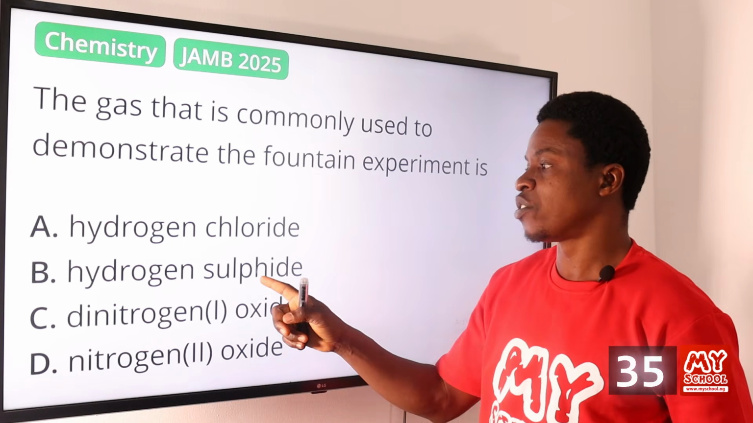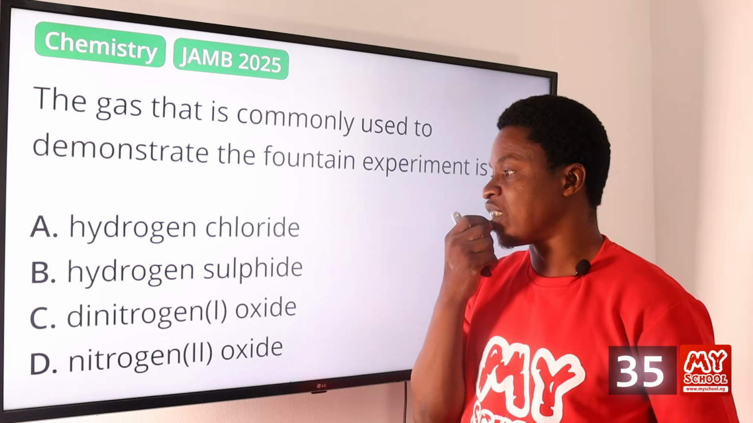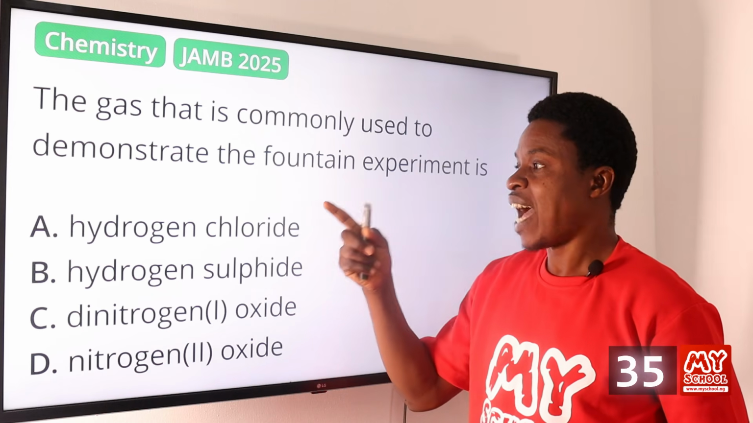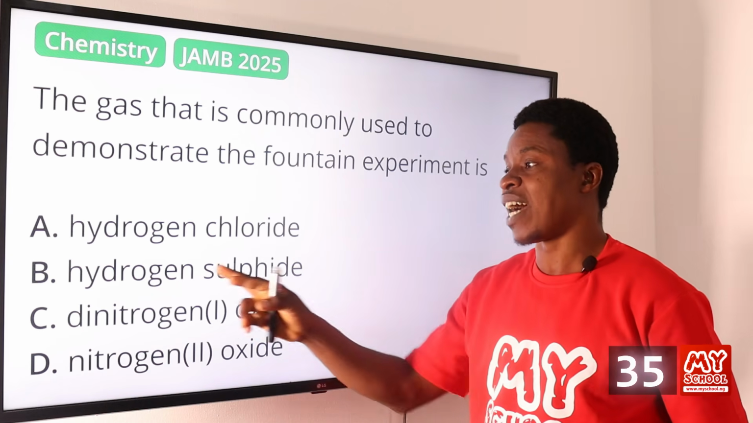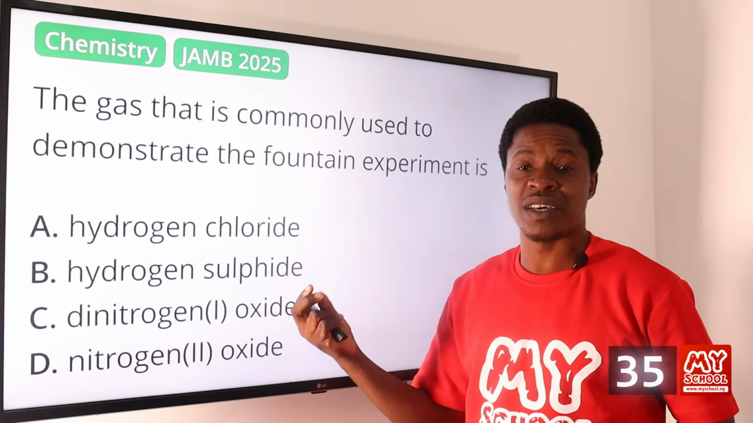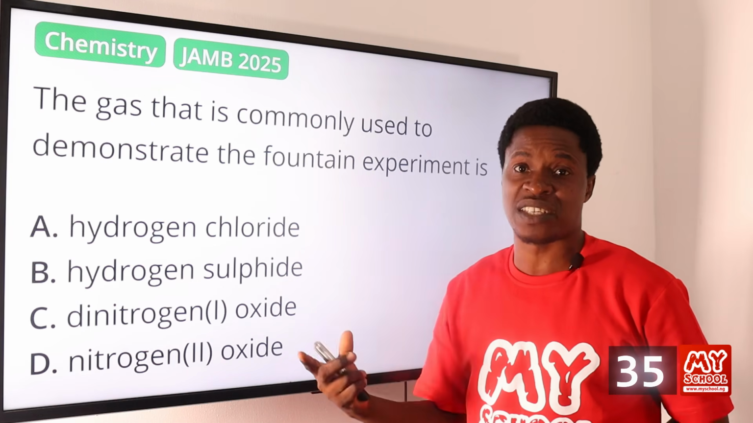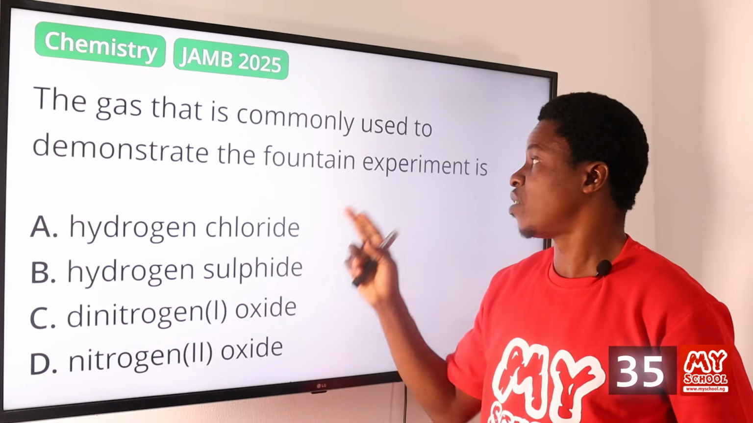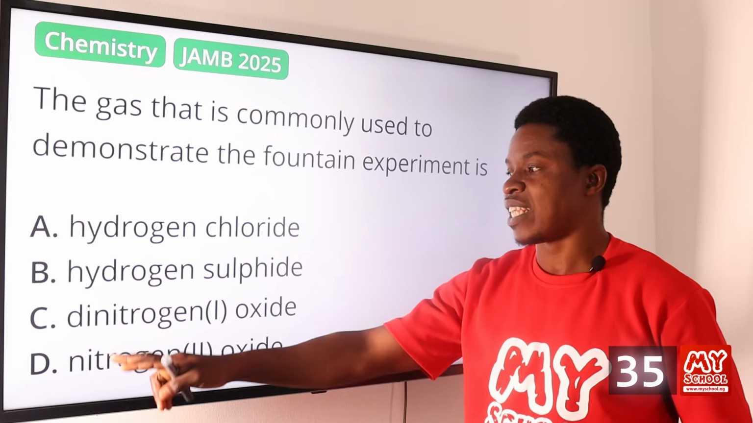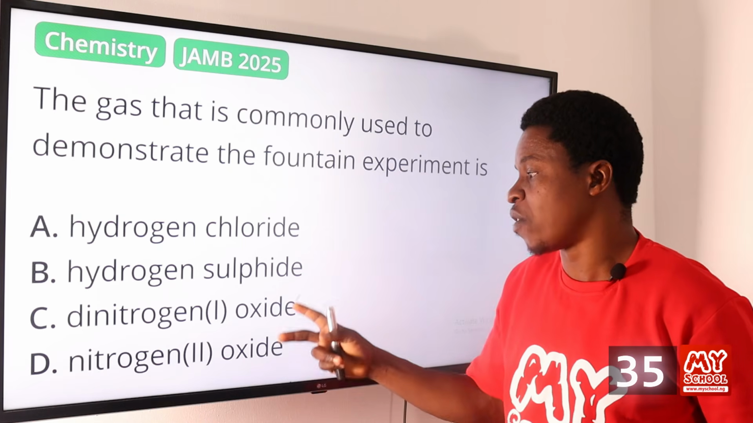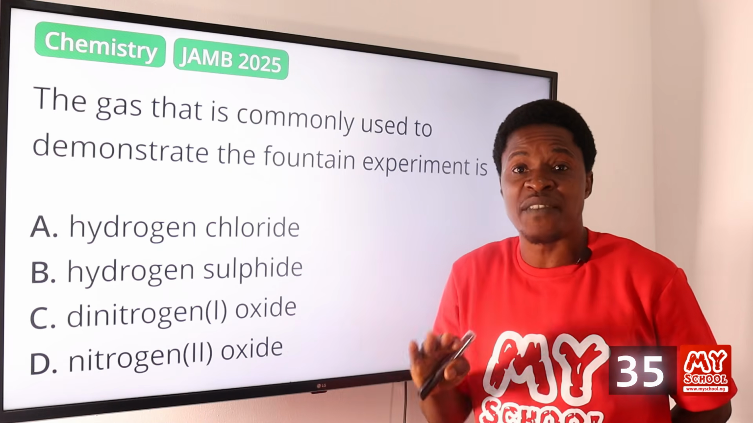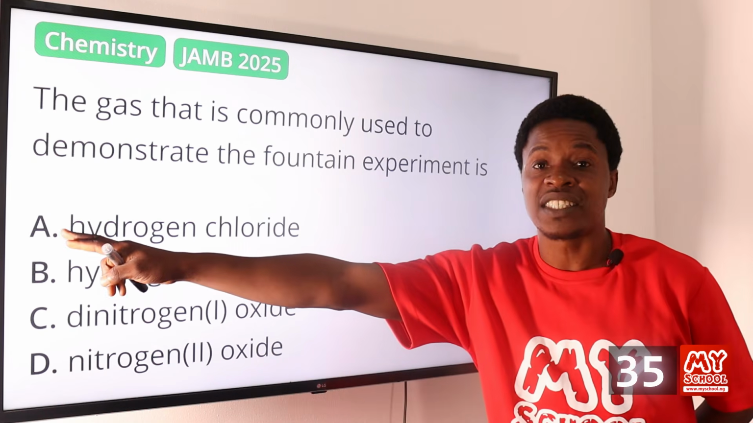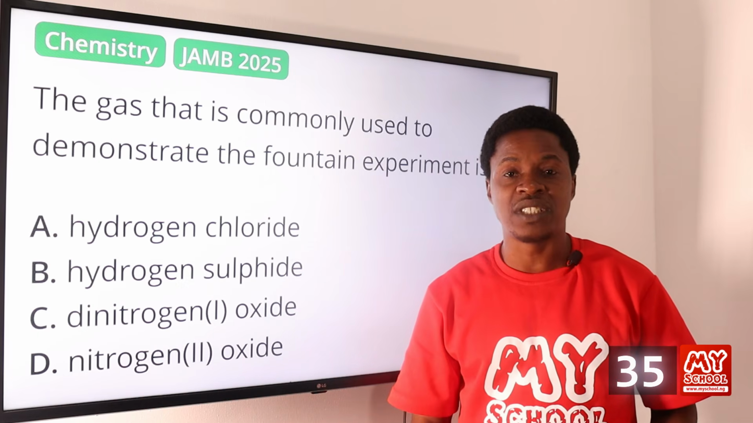Option B says hydrogen sulfide. Even though hydrogen sulfide is also soluble, it is not as soluble as hydrogen chloride and ammonia. In fact, apart from that, hydrogen sulfide has a foul smell. It is a poisonous, toxic gas too, and because of that it cannot be used to demonstrate the fountain experiment. Options C and D, nitrogen(I) oxide and nitrogen(II) oxide, are both not as soluble. They have a low solubility level compared to hydrogen chloride. So among these options, the correct answer is option A, hydrogen chloride.